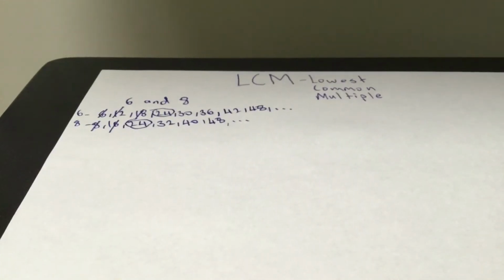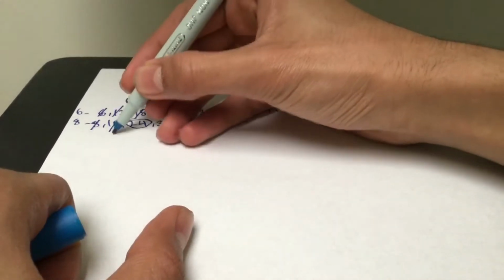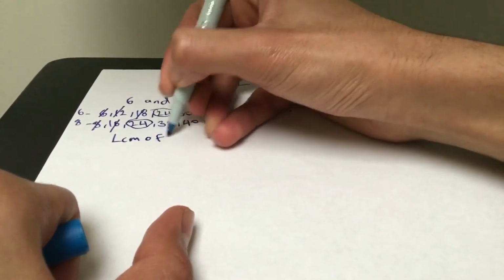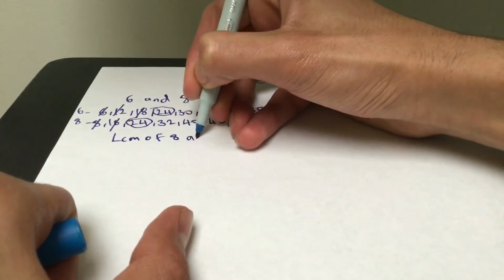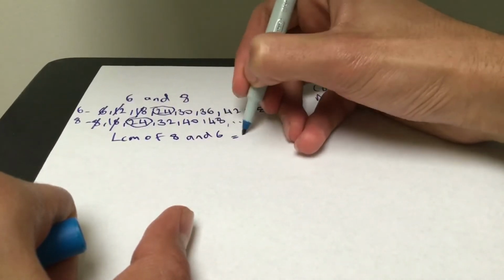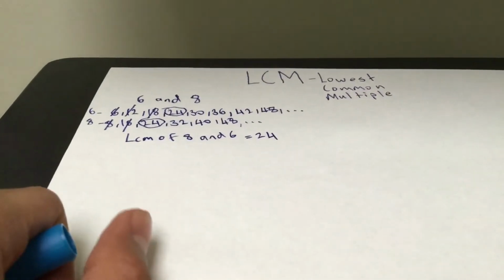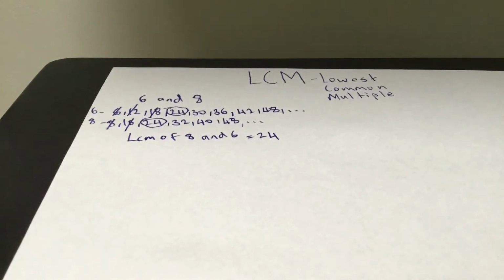So that's our answer. LCM of 8 and 6 equals 24. We don't want the highest common multiple, we want the lowest. So 24 is our answer.